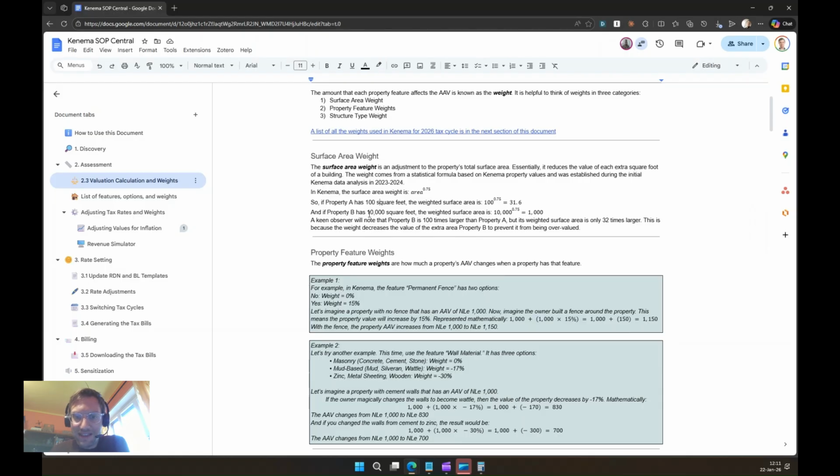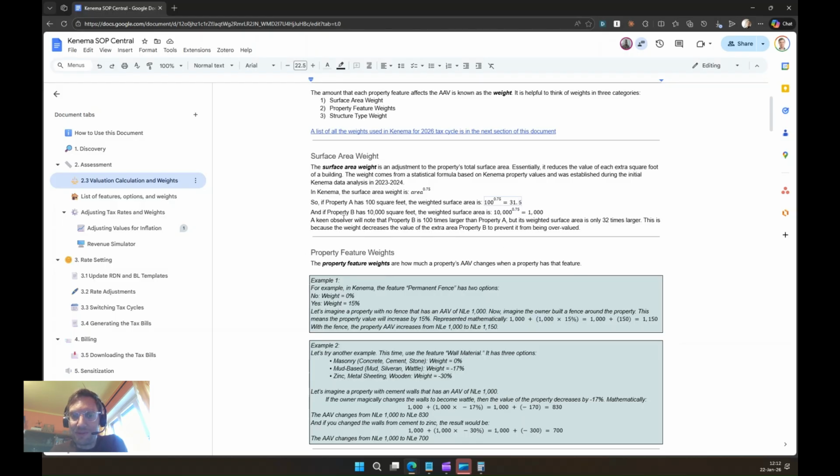If a property has 10,000 square feet, you take 10,000, raise it to the 0.75, and you get the value 1,000. So somebody who is a keen observer will notice here is that property B, this one, is 100 times larger than property A, 1,000 versus 100. But its weighted surface area is 32 times larger. So 1,000 is 32 times larger than 31.6.